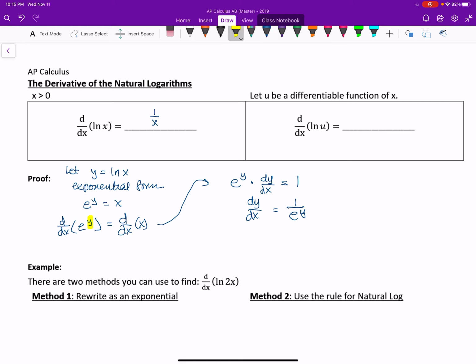But e to the y right here is equal to x according to our definition. So that means I can substitute in x instead of writing e to the y. So dy dx in this case is going to be 1 over x, just like we've proven before. The chain rule for the next one here is going to be 1 over u times du dx, or some people like writing it as u prime over u, like that.